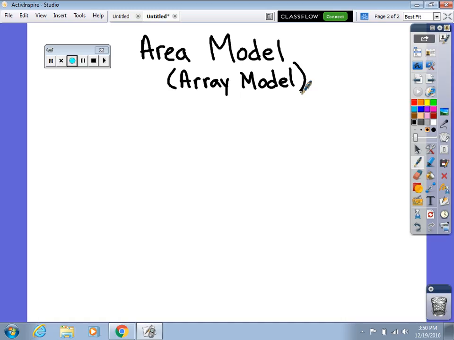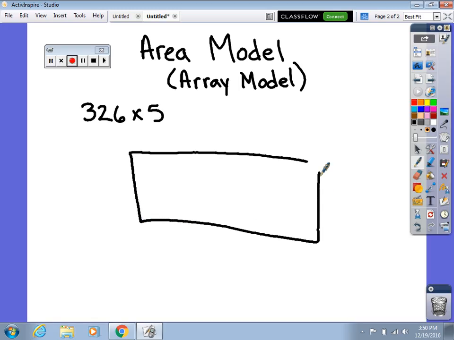So let's say that I have the number 326 times 5. In order to use the area model, I'm going to draw a large rectangle. And then I'm going to put one of these numbers on each side of the rectangle. But when I do that, I'm going to break that number up if it's more than one digit and write it in expanded form. So for example, 326, I would write as 300 plus 20 plus 6.